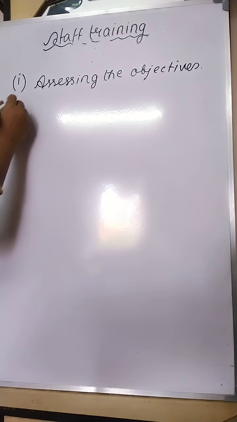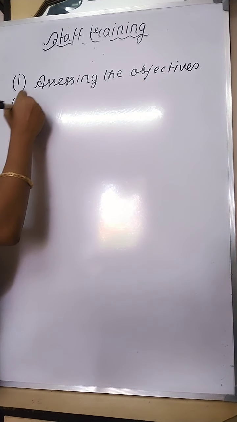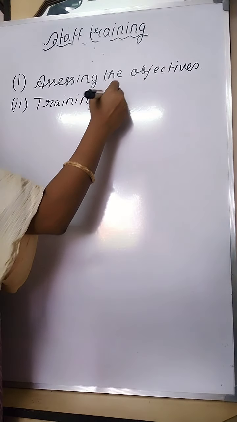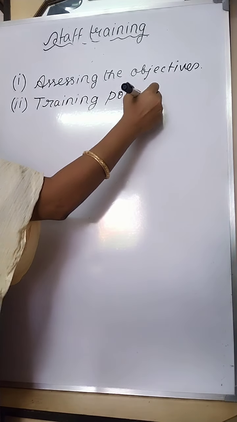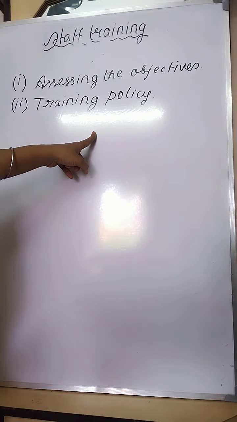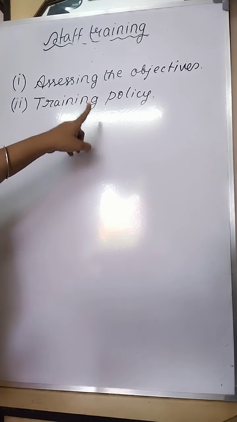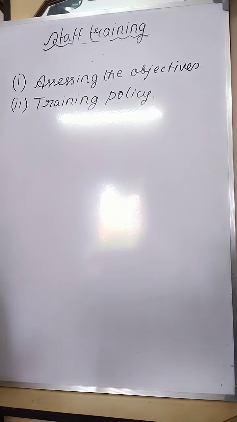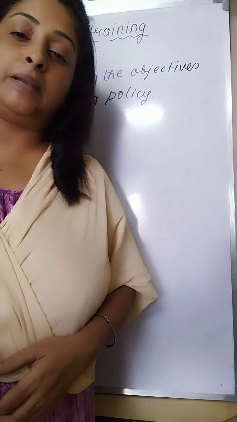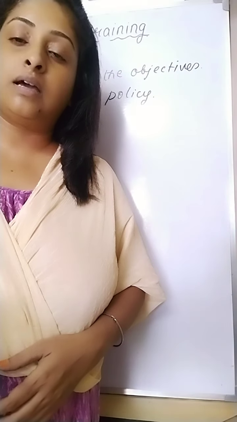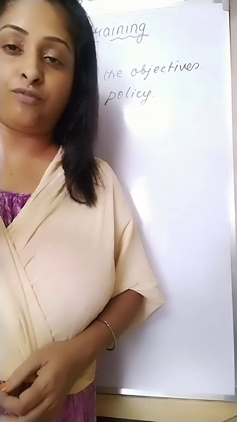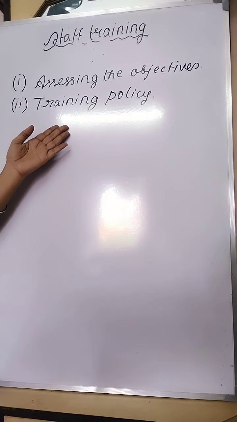Step number two is training policy. Now, what does that mean? It consists of rules and procedures concerning the training of employees. A training policy is required for the implementation of any program. Before the application of any program, proper and appropriate training policies and programs are to be followed. So proper training policy is the second point.